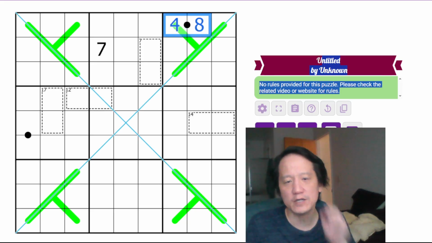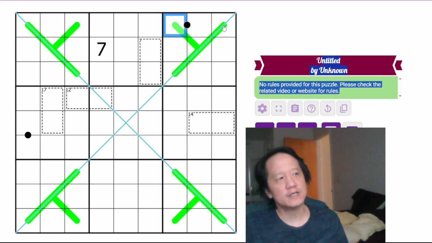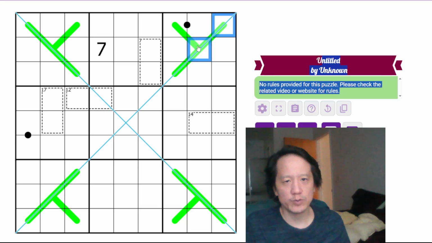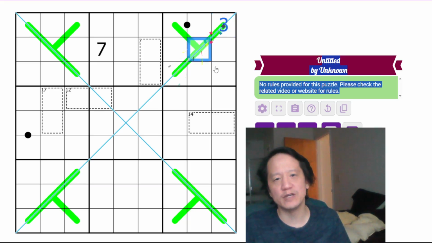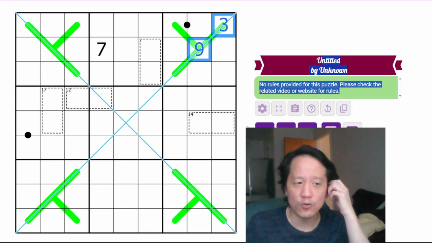this would have to be a 2 or an 8 to maintain the 1-to-2 ratio between those digits. For German whisper lines, adjacent digits on a German whisper line must have a difference of at least 5. So, for example, if this were 3, this would have to be 8 or 9, because those are the only digits which are 5 or more away from 3.